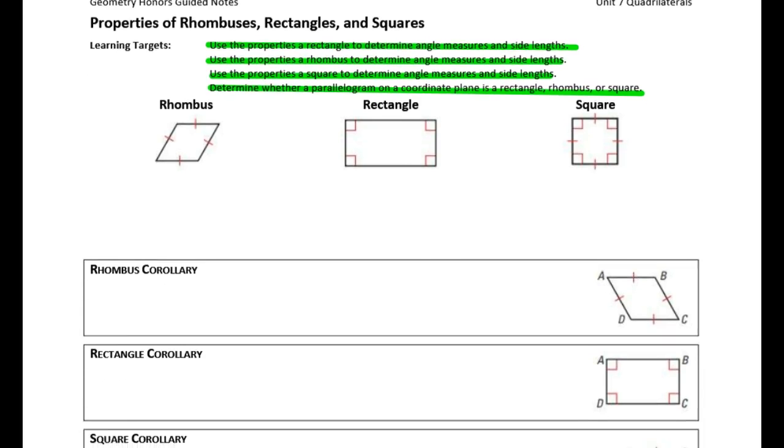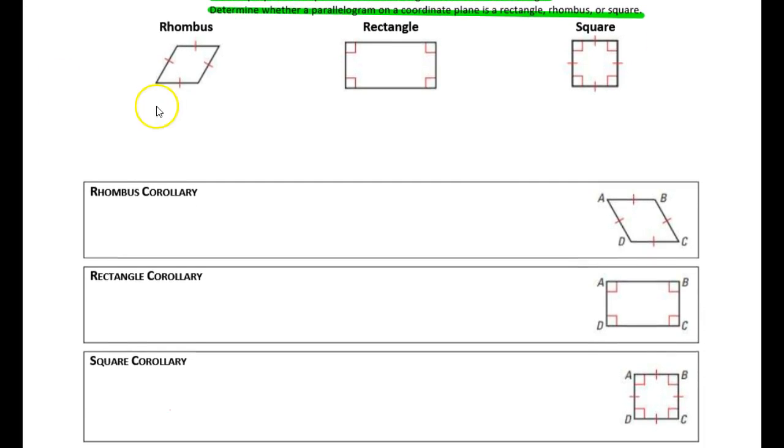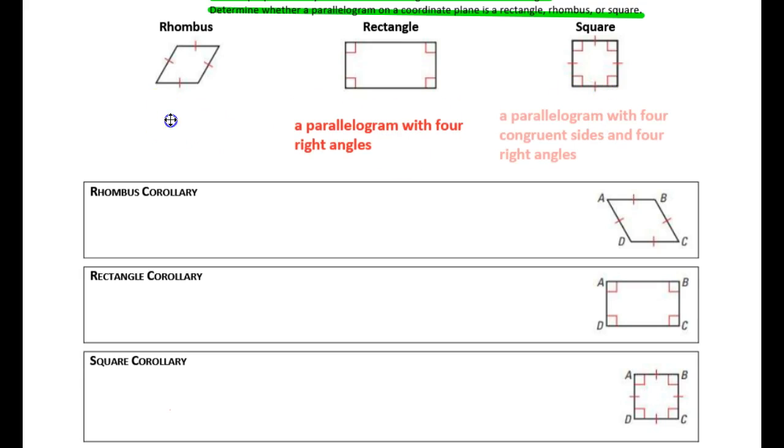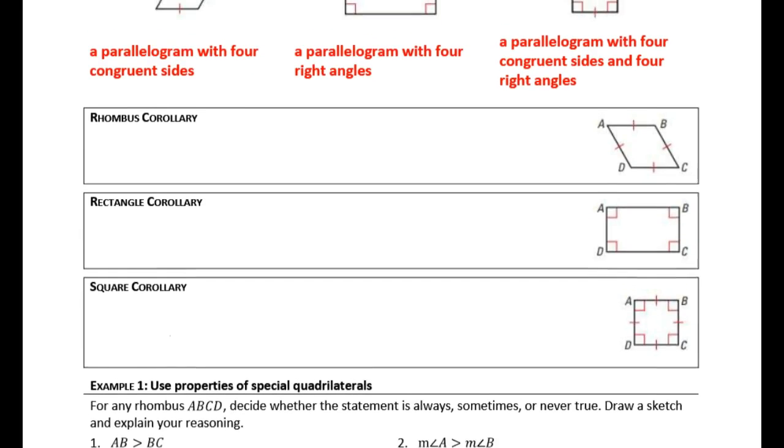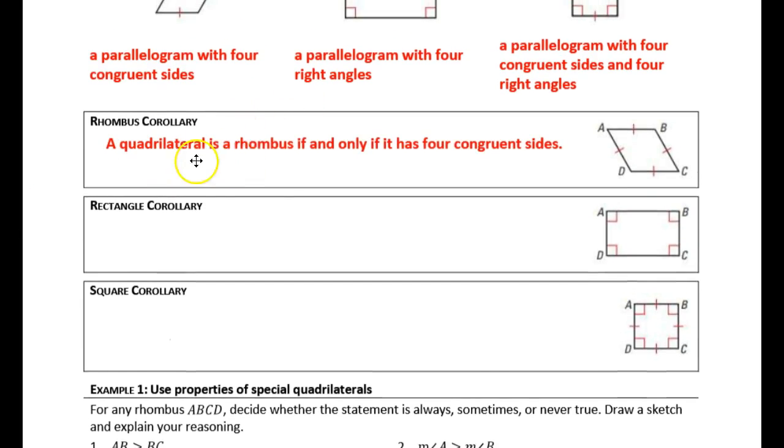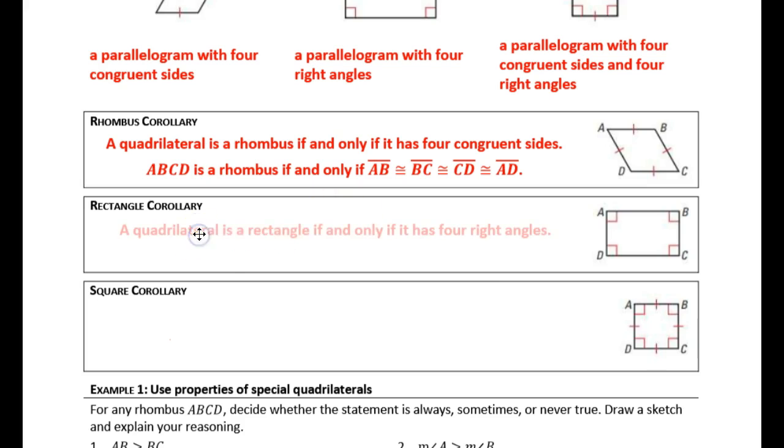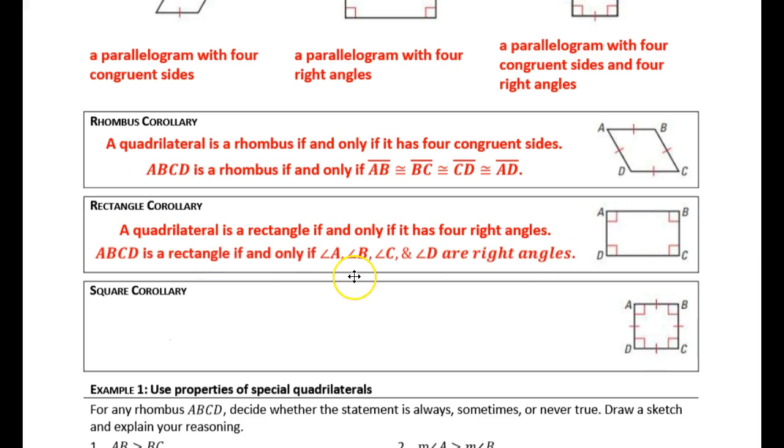So our corollaries about rhombuses, rectangles, and squares pretty much say just that. A quadrilateral is a rhombus if and only if it has 4 congruent sides. So if AB, BC, CD, and AD are all congruent, then your quadrilateral is a rhombus. Your quadrilateral is a rectangle if and only if it has 4 right angles. So if angles A, B, C, and D are all right angles, then your quadrilateral is a rectangle.